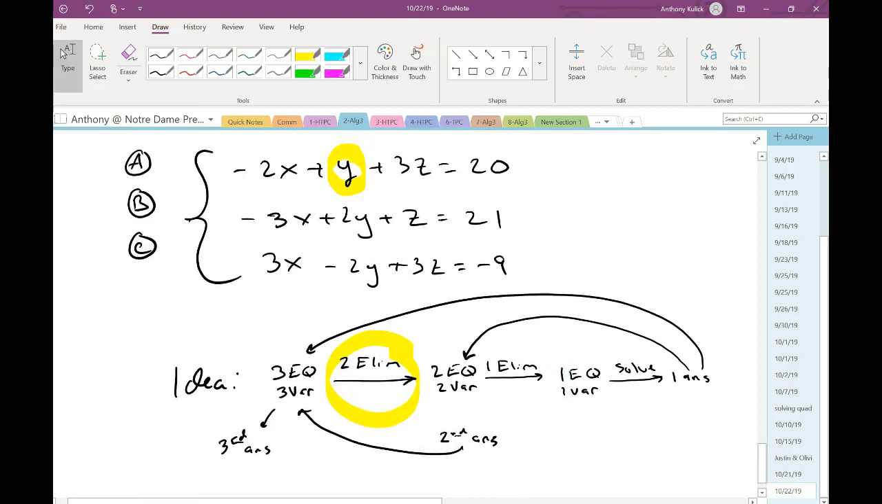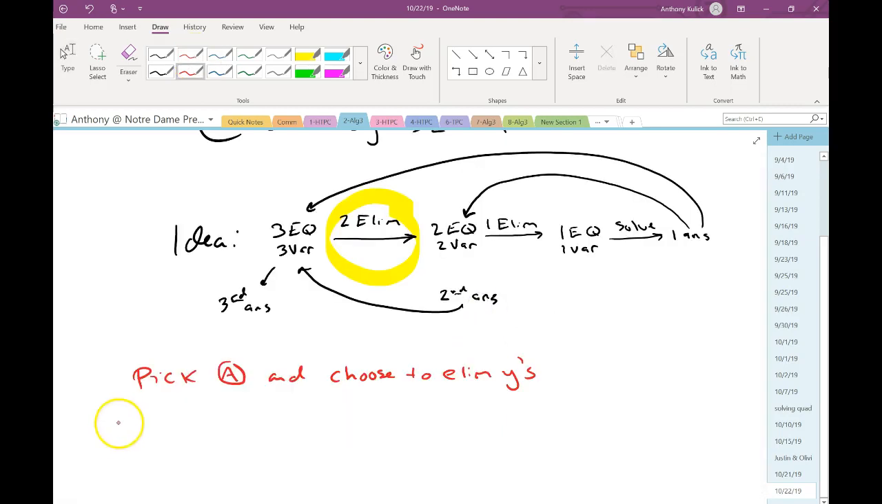So, if I want to eliminate the y's from equation B using equation A, what do I need to multiply equation A by? I'm trying to eliminate the y's. Negative 2 times equation A. Everybody agree with that? So I'm not caring about equation C at all right now. I'm just going to do negative 2 times equation A and then add it to equation B. I'm going to leave that for a moment.